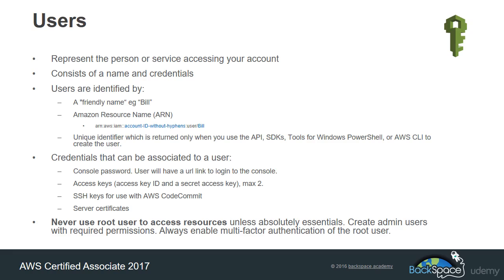Now, credentials that can be associated with a user. We can have a console password, and the user will have a URL link to the console, and they will put in their username and password to access your account. You can have access keys, which are an access key ID and a secret access key, and there's a maximum of 2 of those per user. We can have SSH keys for use with AWS CodeCommit, and we can also have server certificates for identifying a user.